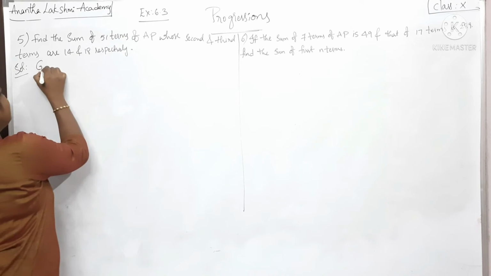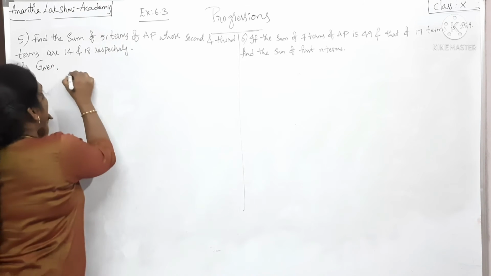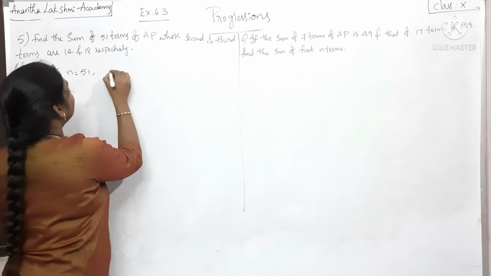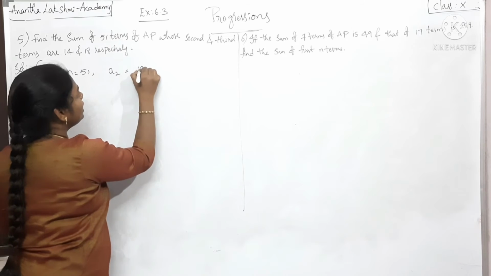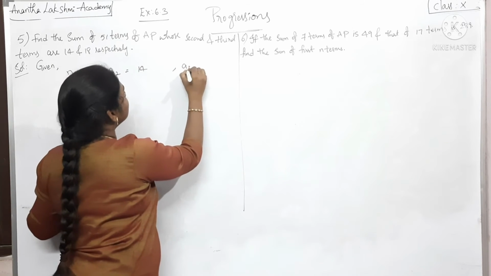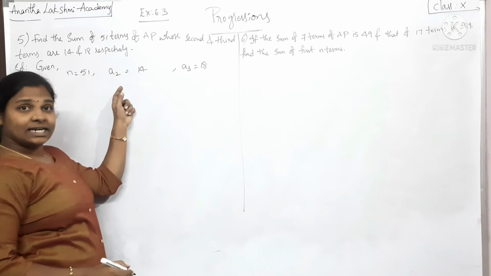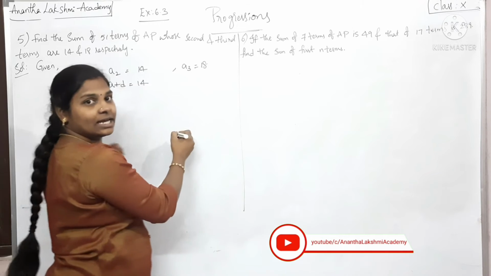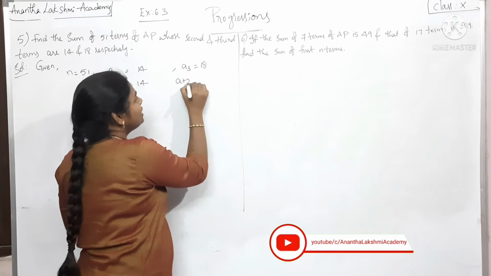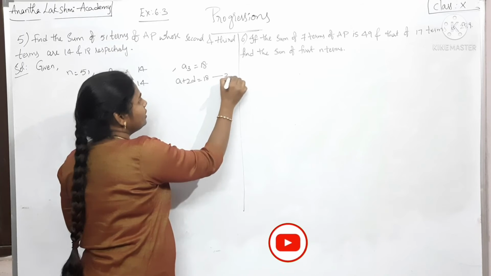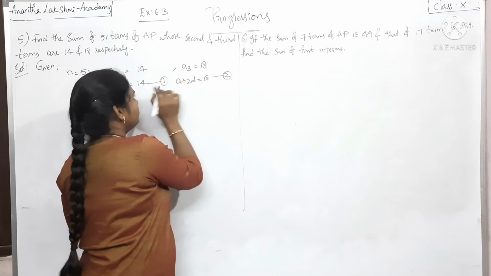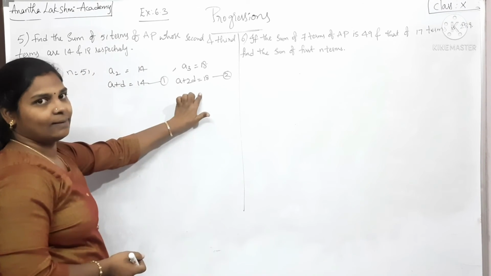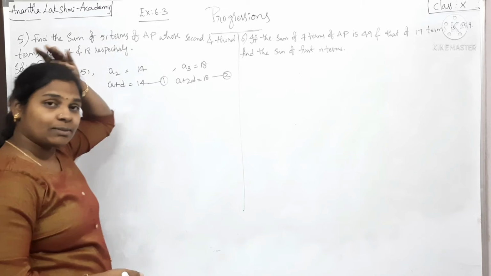Let me write the given. Given n is equal to 51. And the second and third terms: the second term is 14 and the third term is 18. What is the second term? A plus D is equal to 14. What is the third term? A plus 2D is equal to 18. Let me consider these as equations 1 and 2. Because you need to know A and D in order to figure out Sn, the sum of n terms.